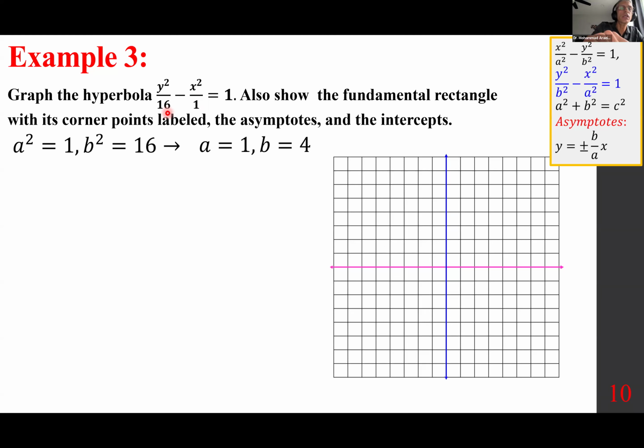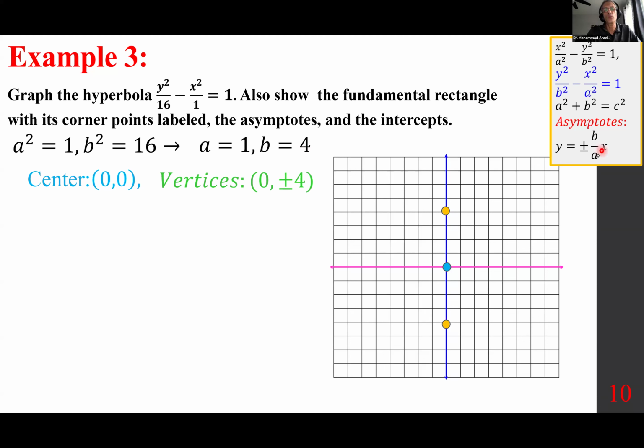So the center is still at 0, 0. But what about the vertices? Because the coefficient of y squared is positive, 1 over 16, we have the vertices along the y-axis. So 0, b and 0, minus b: 0, 4, and 0, negative 4.